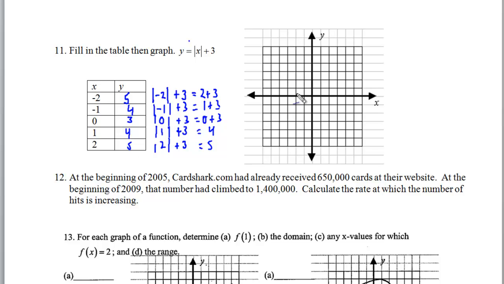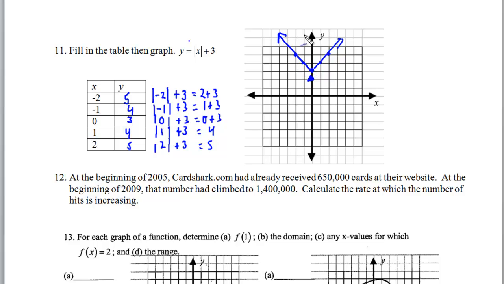So this is what the graph looks like. -2 is going to be plotted up at 5. So -2, 1, 2, 3, 4, 5. -1, 1, 2, 3, 4. 0, 1, 2, 3. Whoops, I wrote that a little too low there. And then we go back up to 4 and 5, and we get this V shape. This is not a parabola, this is an absolute value graph.